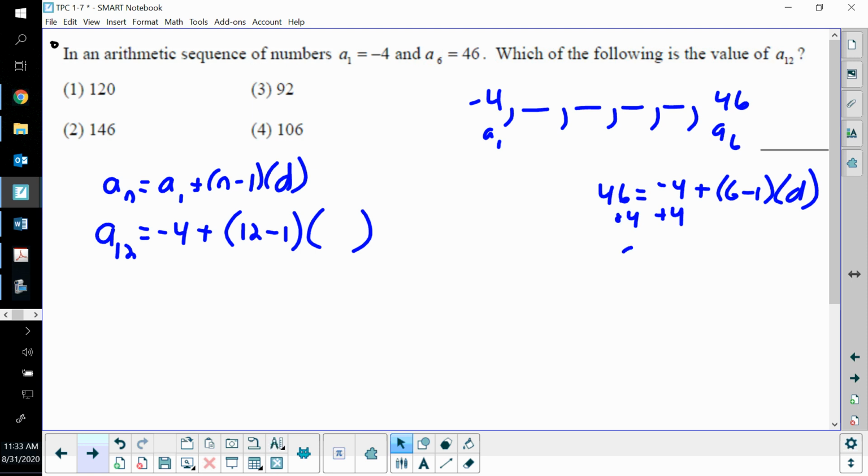If we add the 4 over, we get 50, and this would neaten up to 5D. Dividing the 5 over, we just get that D is equal to 10. And then we could now punch this in the calculator to find A12, which would just be 106.